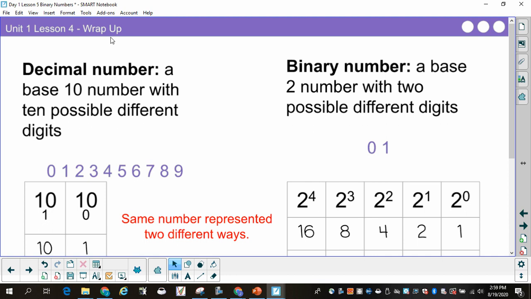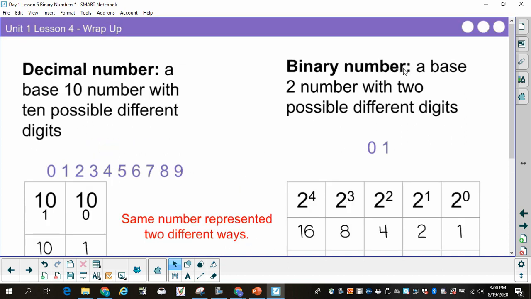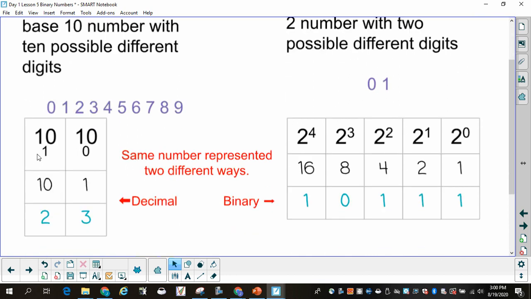The lesson wrap-up. Okay, a decimal number is a base 10 number with 10 possible different digits. 0 through 9 are digits. Values 0 through 9 are numbers. Okay? The same number represented in two different ways. We've got decimal and binary. A binary is a base 2 number with 2 possible digits, 0 and 1.